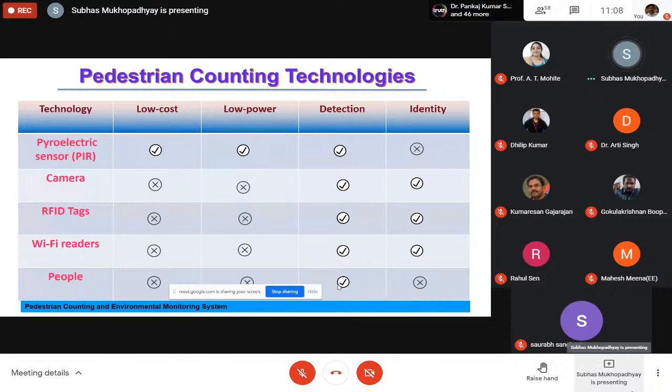So in order to count the people, we have different types of arrangement, but we have used PIR sensor. PIR sensor is the passive infrared sensor, also called pyroelectric sensor. There are some requirements that it should be low cost, it should be low power, it should have the detection ability, and also it will not provide any identity. It will not intrude the privacy. So of course you can have camera, RFID tag, Wi-Fi reader, or by having people to count, but those are not feasible. So we use passive infrared sensor.